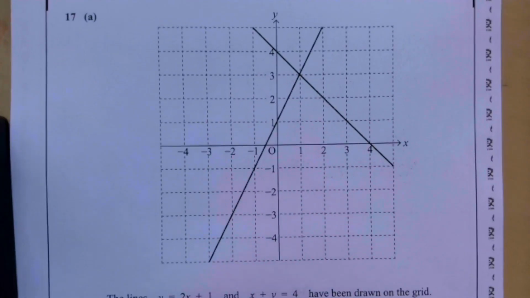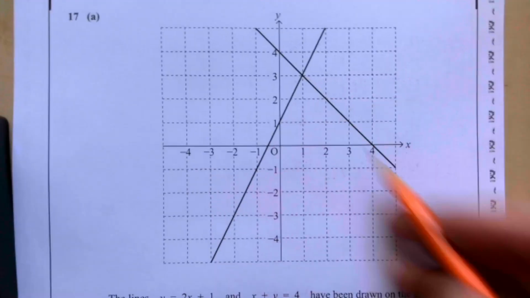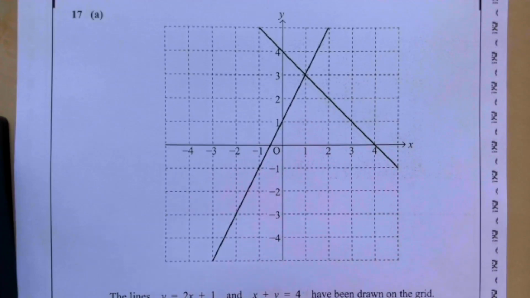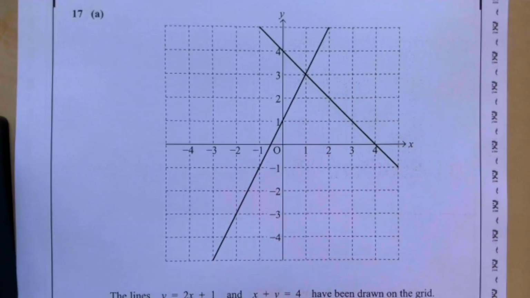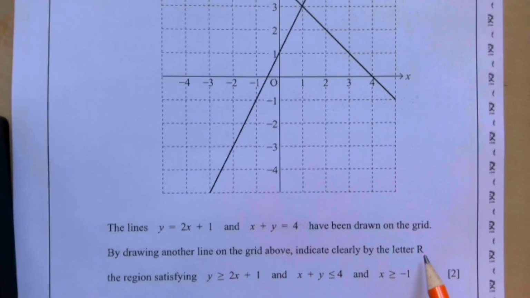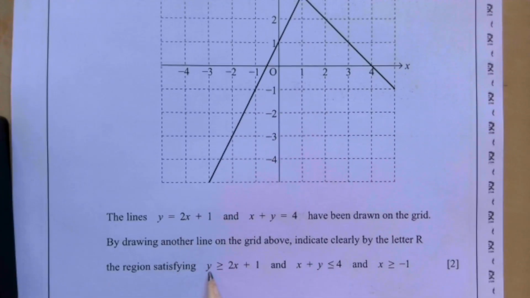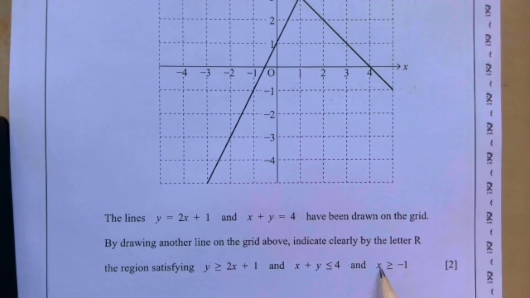Exercise 17a. The lines y equals 2x plus 1 and x plus y equals 4 have been drawn on the grid. By drawing another line on the grid above, indicate clearly by the letter R the region satisfying y is greater than or equal to 2x plus 1, x plus y is less than 4, and x is greater than or equal to minus 1.